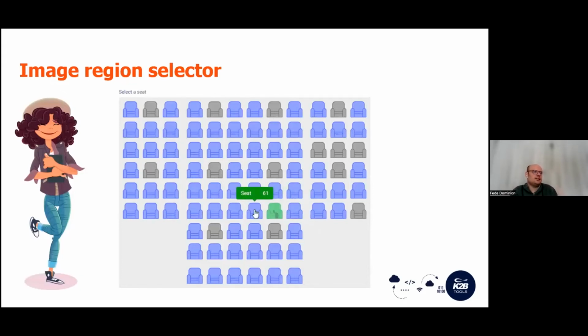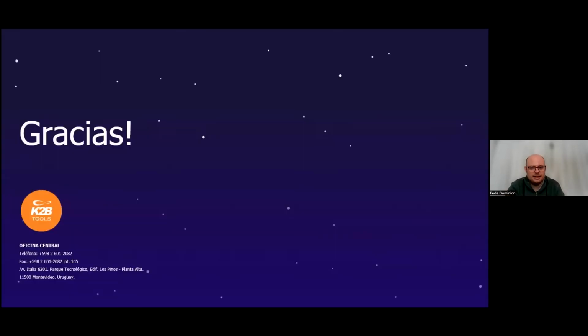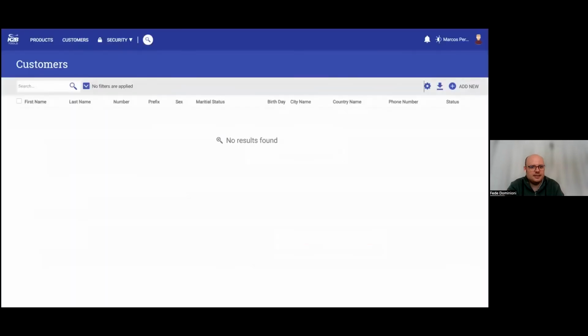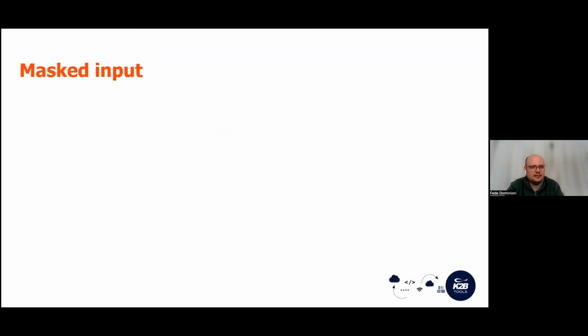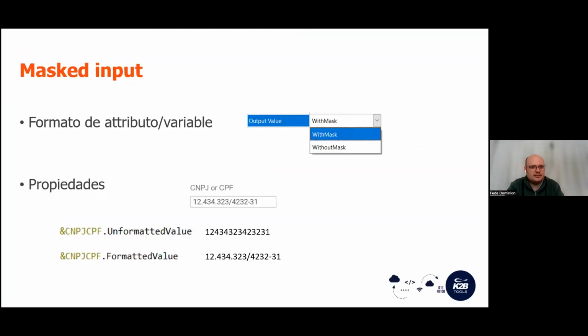Another thing that we added is this image region selector for an image region. For example, if you're, okay, I clicked it again. I shouldn't have clicked that.